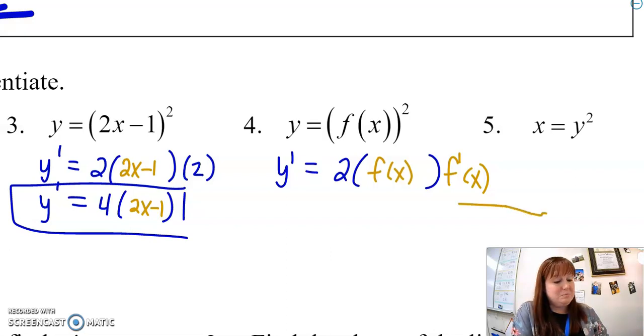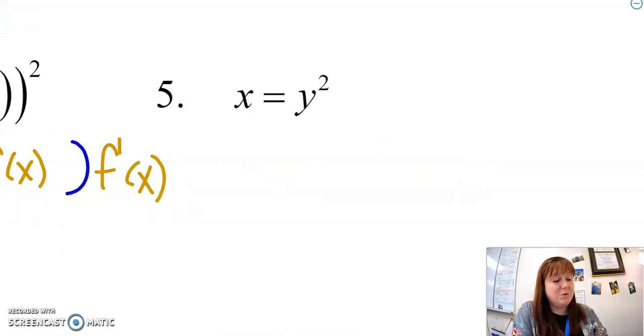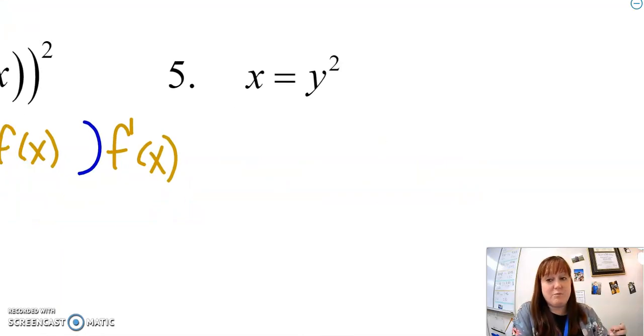Let's go to the next one. I was going to say something, but the next one actually goes over it. I didn't think of that. Okay, let's derive both sides.